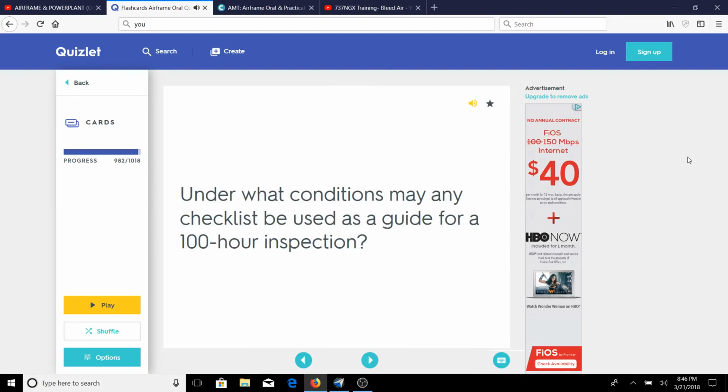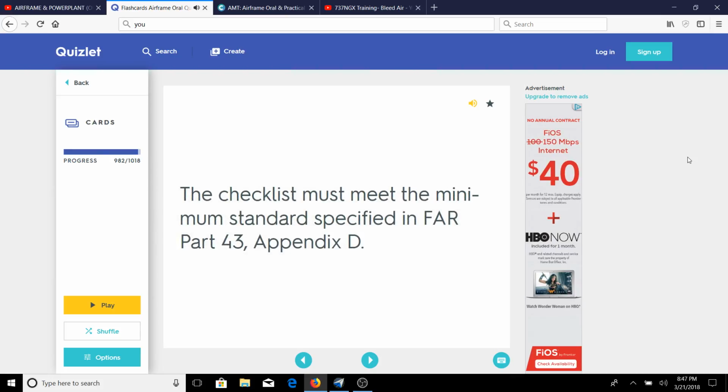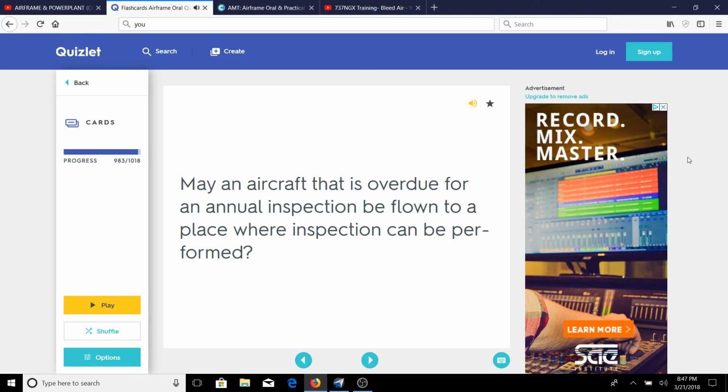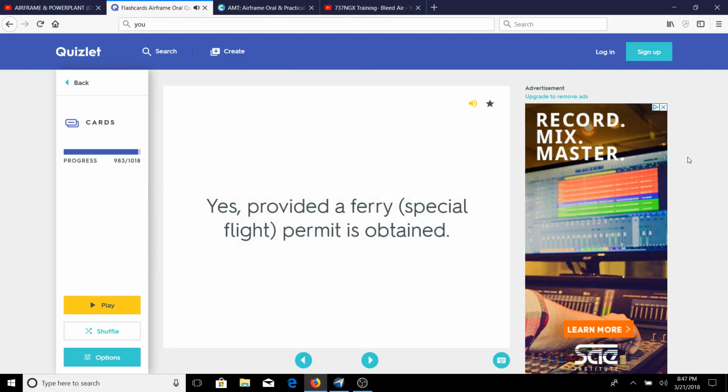Under what conditions may any checklist be used as a guide for a 100-hour inspection? The checklist must meet the minimum standards specified in FAR Part 43, Appendix D. May an aircraft that is overdue for an annual inspection be flown to a place where inspection can be performed? Yes, provided a ferry permit is obtained.